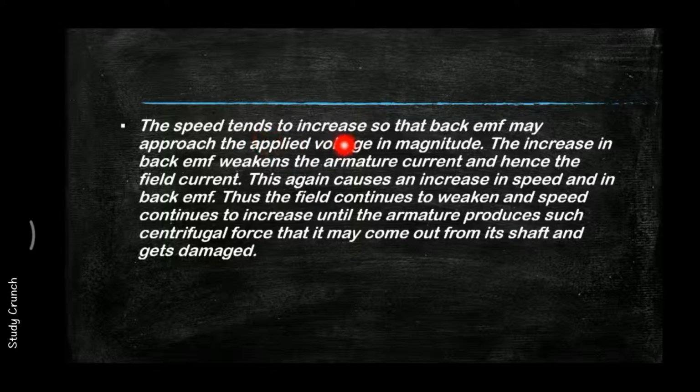The speed tends to increase so that the back EMF may approach the applied voltage in magnitude. The increase in back EMF weakens the armature current and hence the field current. This again causes an increase in the speed and back EMF. Thus, the field continues to weaken and the speed continues to increase until the armature produces such centrifugal force that it may come out from its shaft and get damaged.